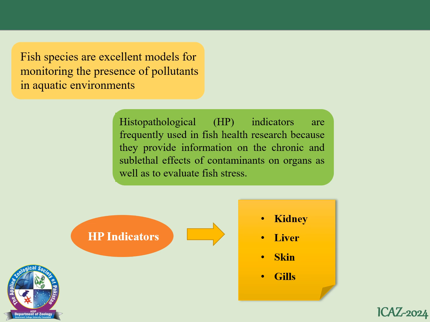So how can we evaluate the stress of the fish? For this purpose, we use histopathological indicators. These indicators are widely used in fish health research because they provide accurate information on the chronic and sublethal effects of contaminants on fish organs. There are several histopathological indicators that are widely used in fish health research: the kidney, liver, skin, and gills.